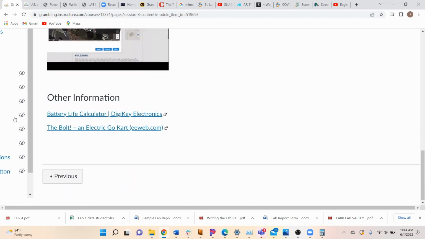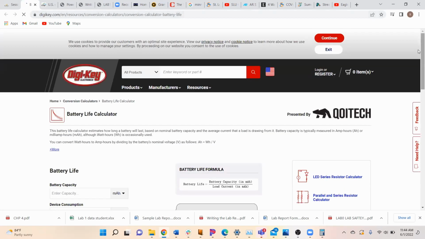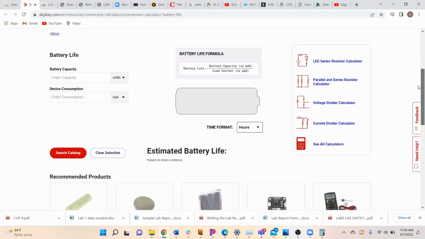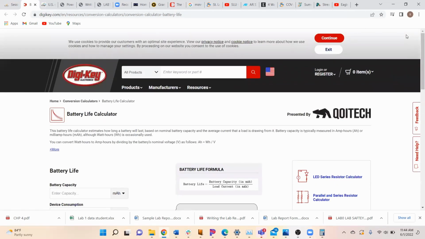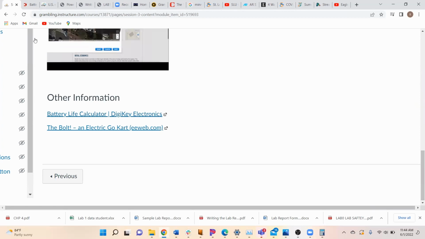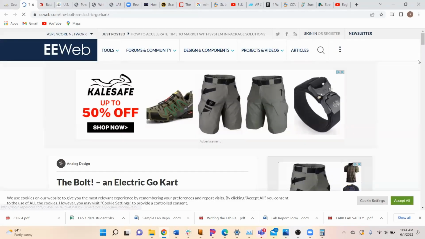On the other information, I have here a battery life calculator that you can get from DigiKey. It simply allows you to enter the capacity of your battery and your consumption, and you can calculate how long your battery will last. Now, DigiKey is a website that sells electric components. They also sell energy solutions as well. So there are tutorials on there that you may find useful in the future. And the next link I put here is about an electric go-kart. Let's continue to the site here.